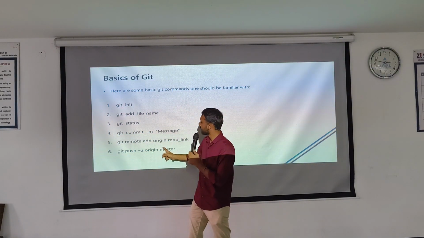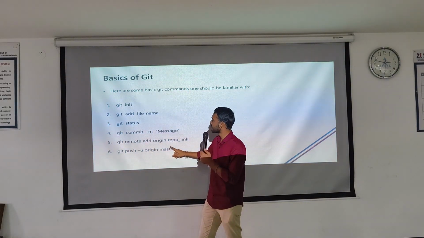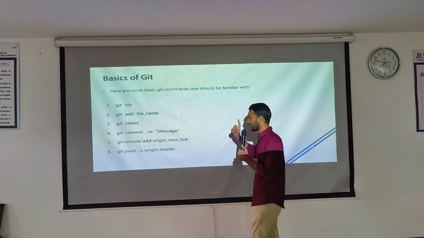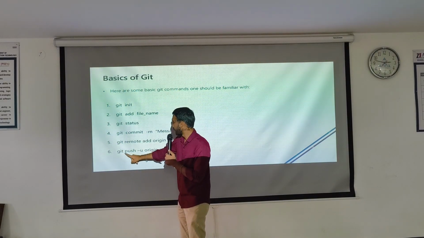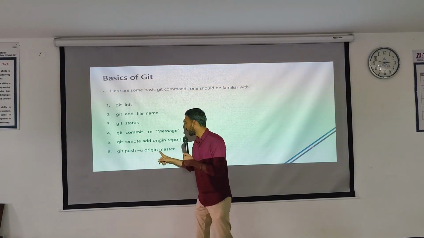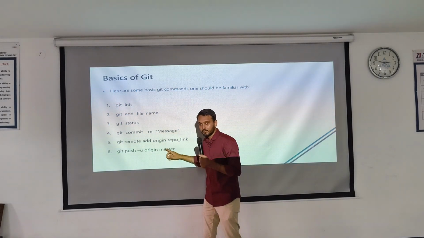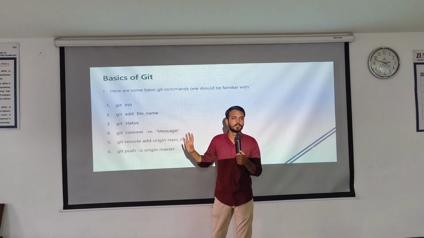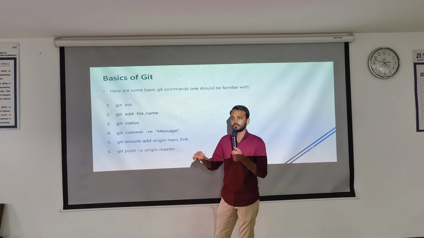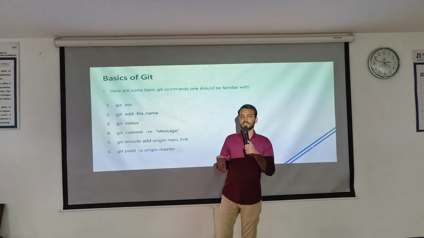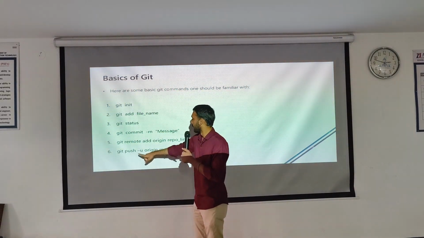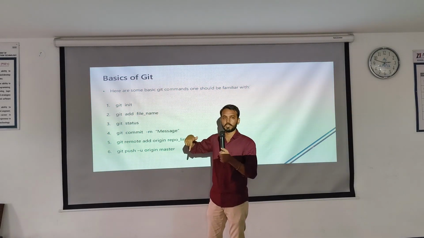Most of the time this master word is replaced by main. I will tell you the reason for this afterwards in the GitHub session. So git push -u origin: we are going to push the code we have to origin main or master. What is main or master? Any guesses? Main or master is the branch on which we are currently working. Whatever changes we have made in that branch, we are going to push to that location, that is origin main. In that location it is present.